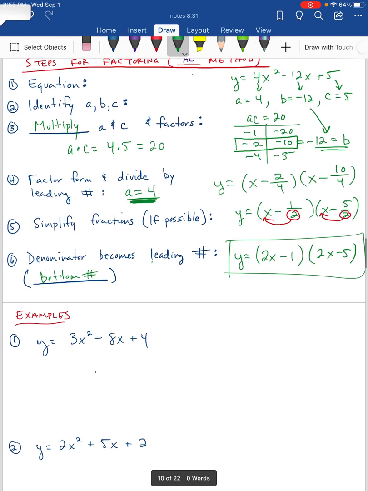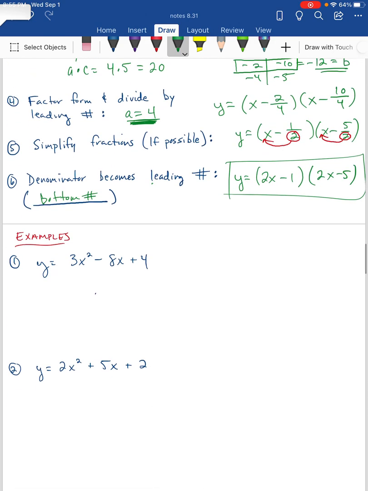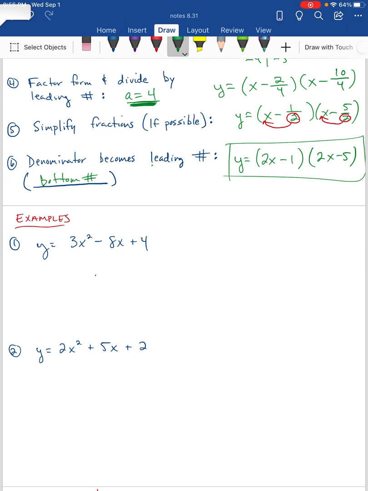All right, moving on, I'm going to do a couple examples with you guys, and then we will do some practice. So I have y equal to 3x squared minus 8x plus 4. Following my steps, I wrote my equation. I'm going to identify what a, b, and c are. Okay, so a here is 3, b is negative 8, and c is 4.